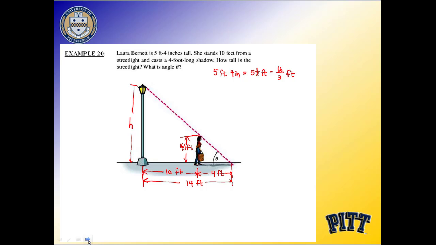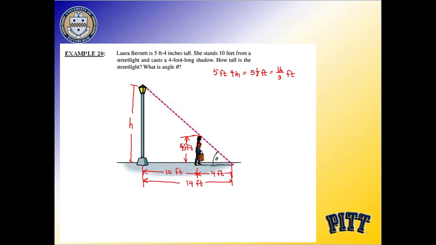So I have her height being 16/3 feet. I have 10 feet from her to the lamppost. I have 4 feet, the length of her shadow, which means if I look at the distance from the lamppost to the tip of her shadow together, that's 14 feet. Okay. What I'm going to do here is, how tall is the street light? What is the angle theta?